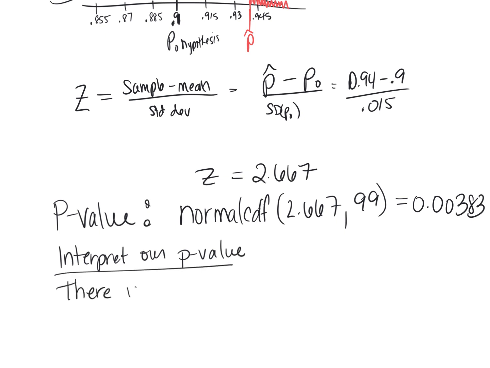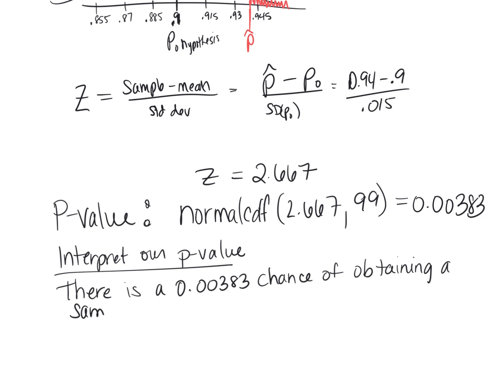There is a 0.00383 chance of obtaining a sample as extreme. Why can't I spell right now? Or more extreme. That's because it's greater than, right? We're not just finding the one value. We're finding the probability of being greater than 94%. So it's that extreme value or more extreme.